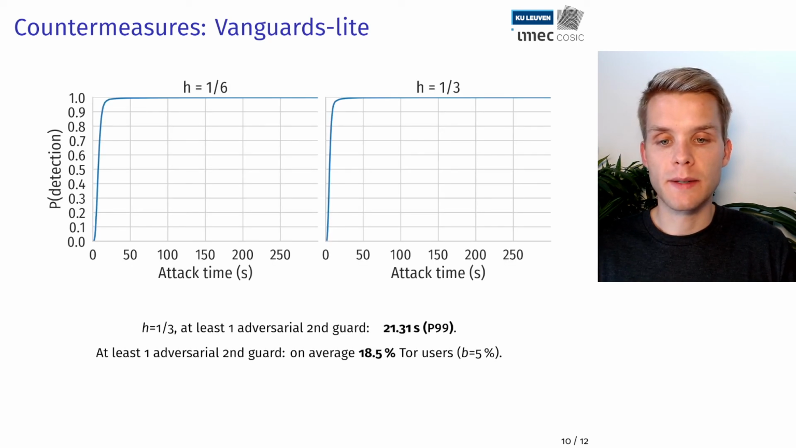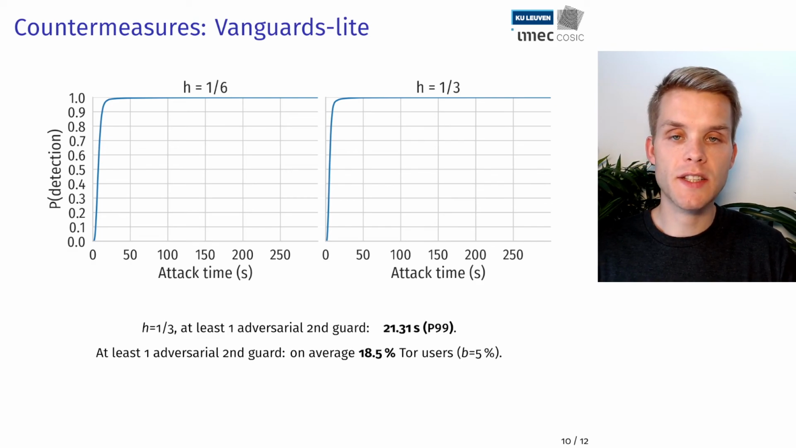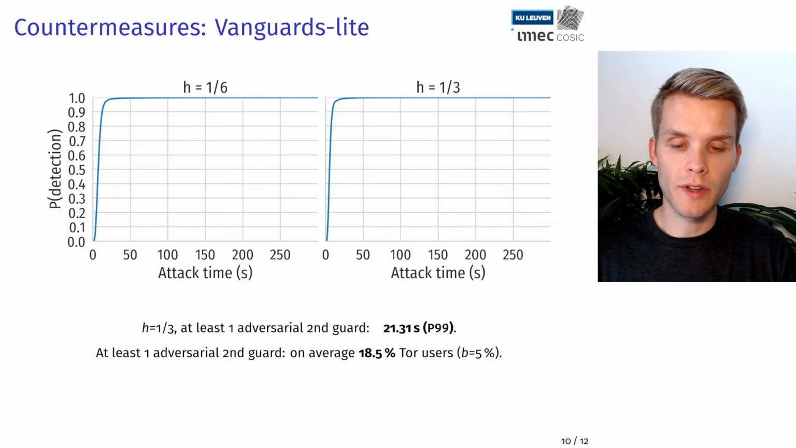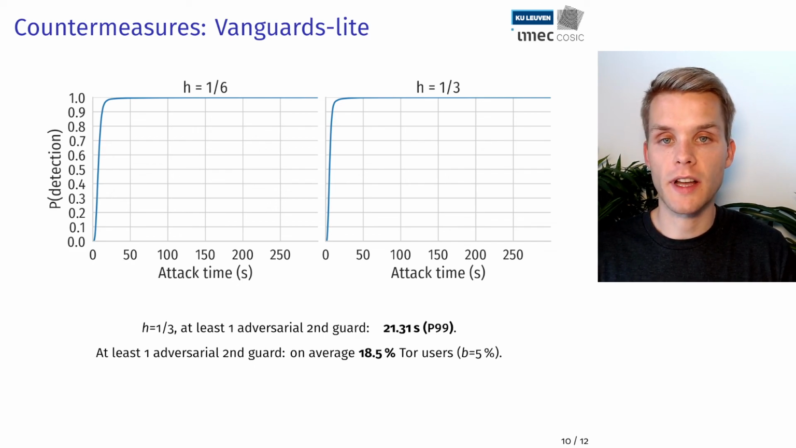Vanguards-lite presents a different picture. In the case that Tor users chose at least one adversarial relay as part of their second hop guard set, compromise is quick. You can see here that after 21.31 seconds, 99% of the victims' guards have been discovered by the adversary. However, this is limited to only the set of Tor users that actually selected an adversarial relay in the second hop guard set. And this applies to, on average, only 18.5% of Tor users for the 5% bandwidth share adversary. The remaining Tor users are fine.